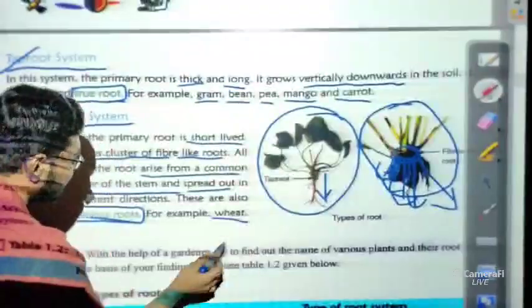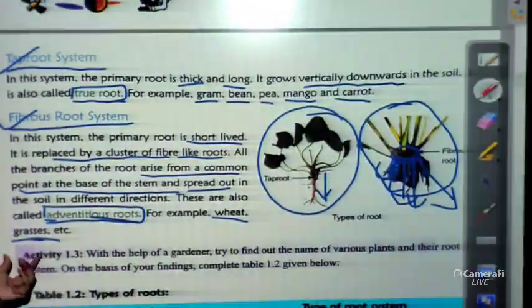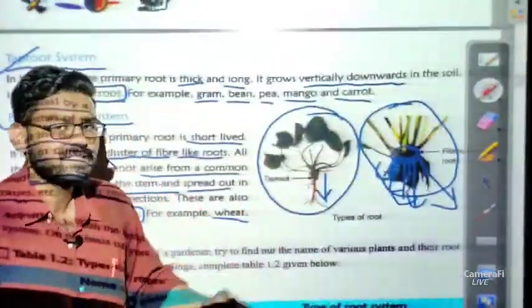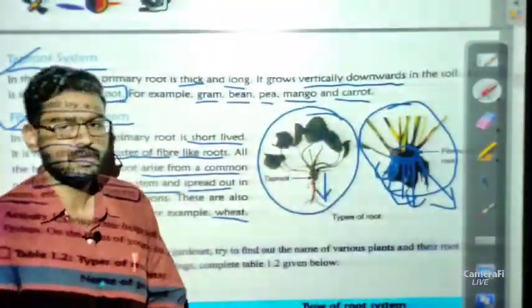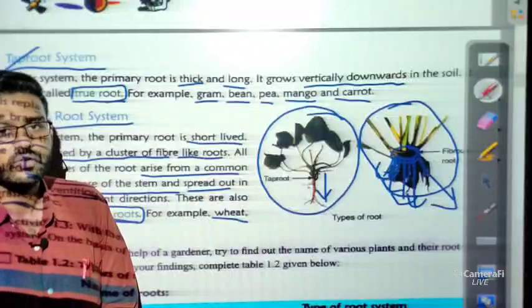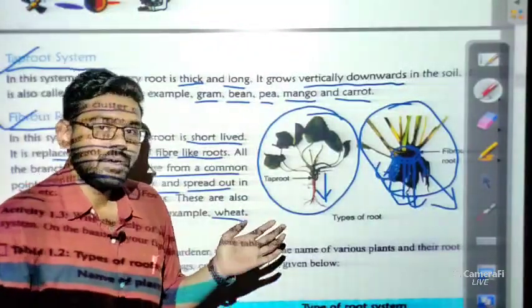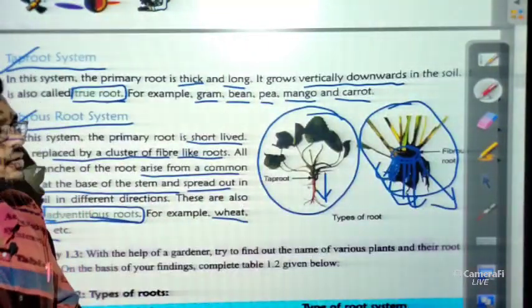Now what are the examples? Examples you need to remember are grasses and wheat. Grasses are very common examples. If you go to outside places, take one grass and just find out the roots, you will see this kind of picture. Okay, now what question will come from this portion?